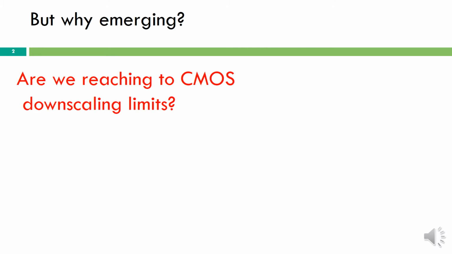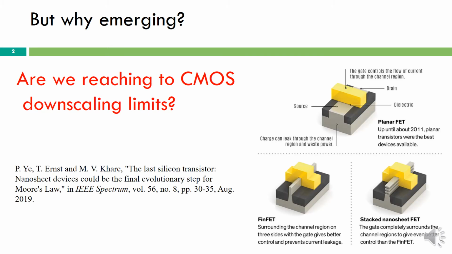So first of all, it's important to understand why emerging, and are we reaching the CMOS downscaling limit? Fortunately and unfortunately, the scary answer is yes. Back in 2000, up till 2011, we have this kind of structure for a transistor where we have a slab of dielectric connected to the source, right? And we can see that here we have only one surface in contact with the gate terminal.